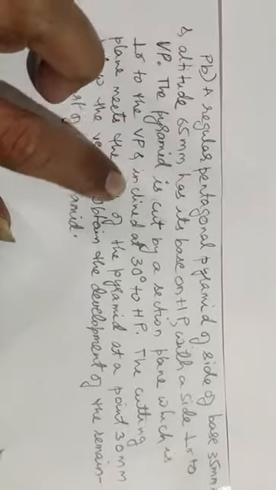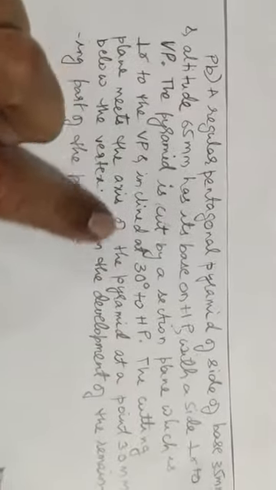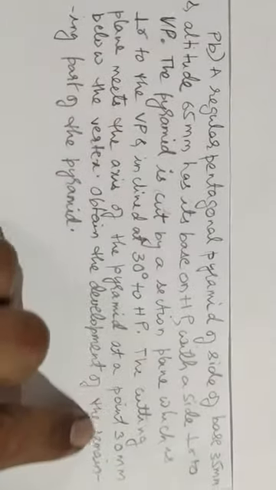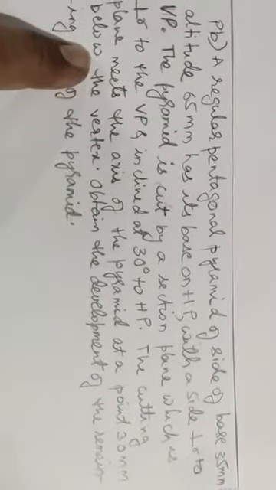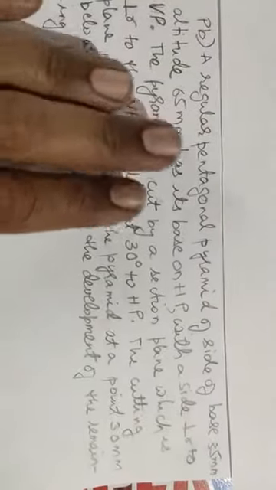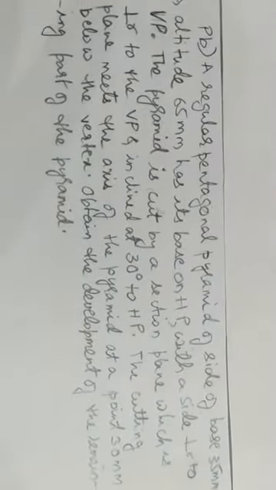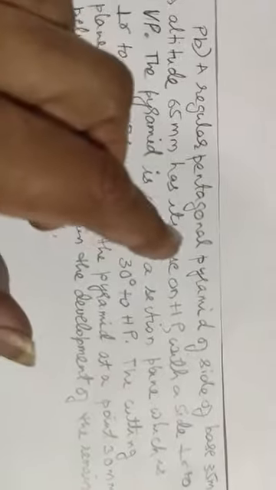Next sentence: the pyramid is cut by a section plane which is perpendicular to VP and inclined 30 degrees to VP. The cutting plane meets the axis of the pyramid at a point 30 mm below the vertex. This we'll see later. First we'll draw the development. First we'll draw the pentagon in the given position and draw the development of the uncut portion.